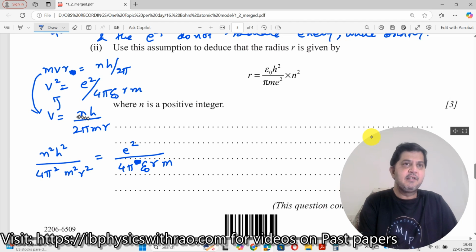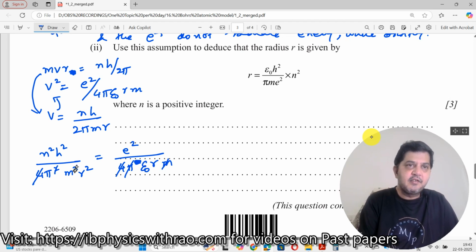Okay, got this? So you just squared this one, put it over here, and this one I'm just going to retain like this. Now I can cancel whatever I don't want, whatever is common between them. 4 I can cancel. There's a square here, this pi goes away. Then this m, this square goes away here. This r square goes away here.